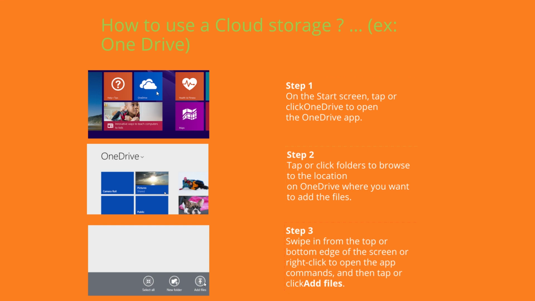Now we will see how to use a cloud storage. Step one: on the start screen, tap or click on OneDrive to open the OneDrive app. Step two: tap or click folders to browse to the location on OneDrive where you want to add the files. Step three: swipe in from the top or bottom edge of the screen or right click to open the app commands, and then tap or click on add files. Then you can save your files on OneDrive.